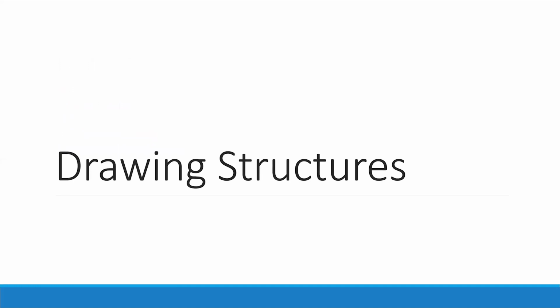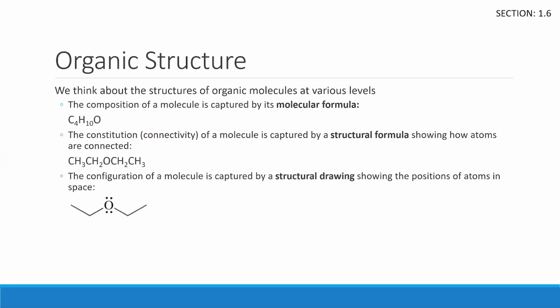So into drawing structures. One of the key things we're going to be doing is drawing in organic chemistry. And we think about structures of a molecule at various levels. So one of the ways you should have already seen is the composition of a molecule that's captured by its molecular formula. That is just the listing of how many of each element is in that particular molecule. So in this case, we have a molecule that is C4H10O. This is just the molecular formula.